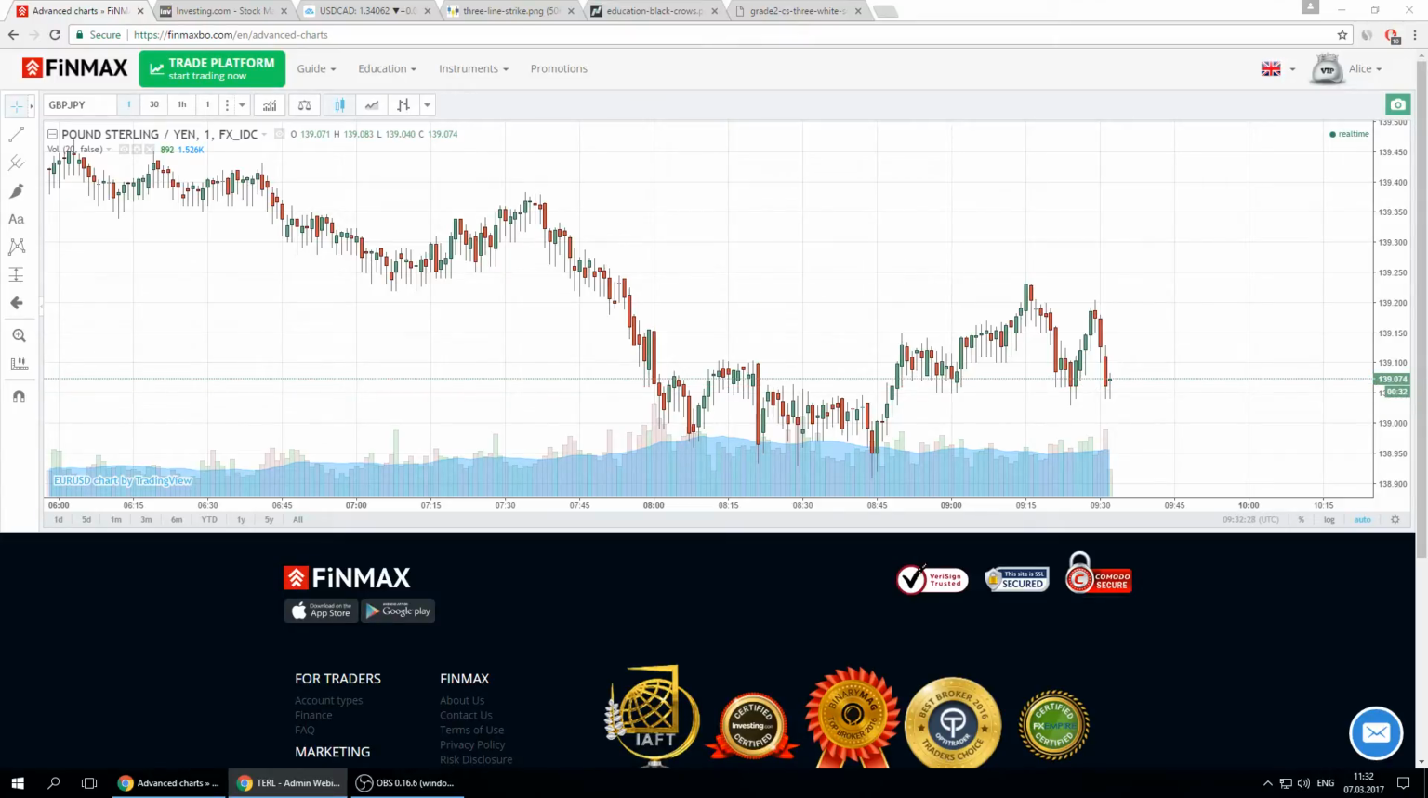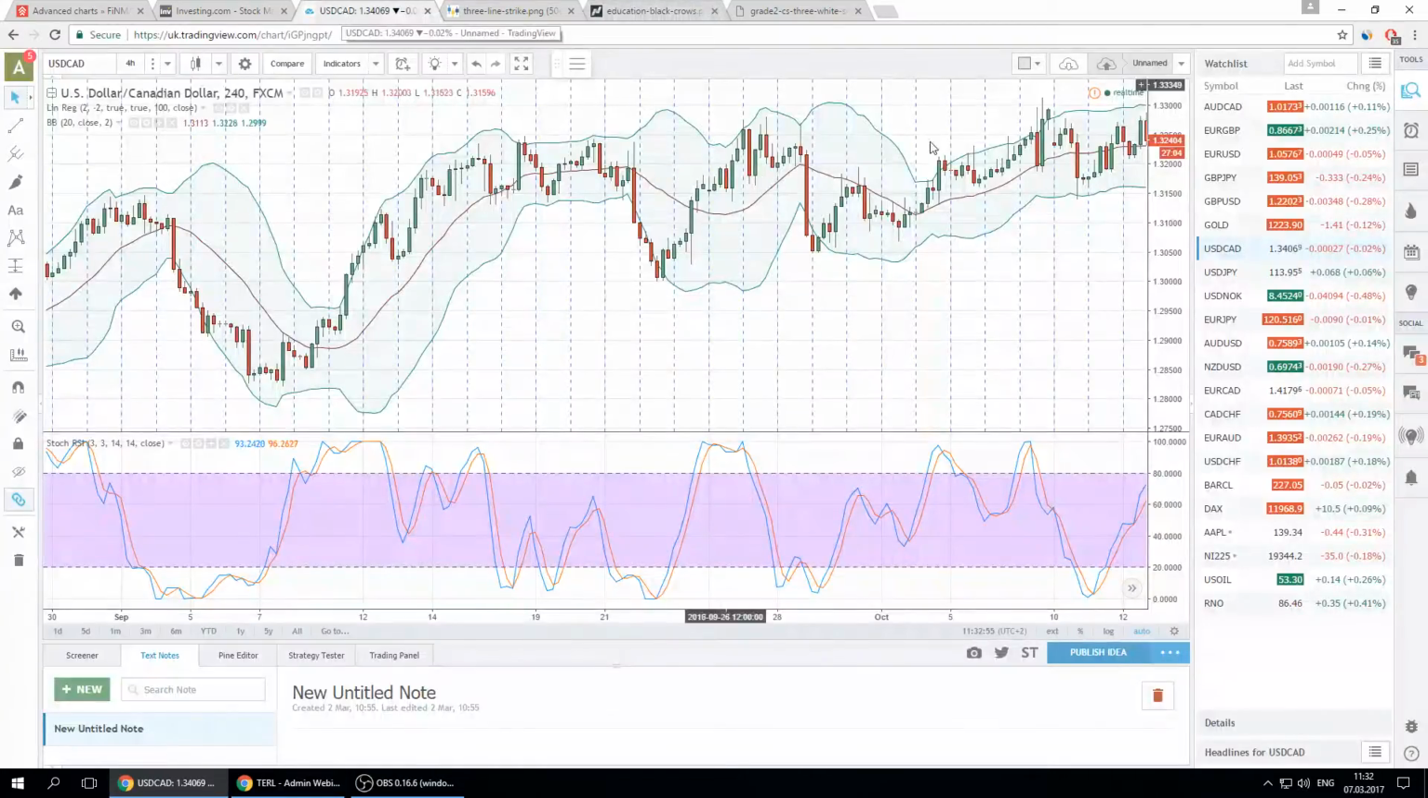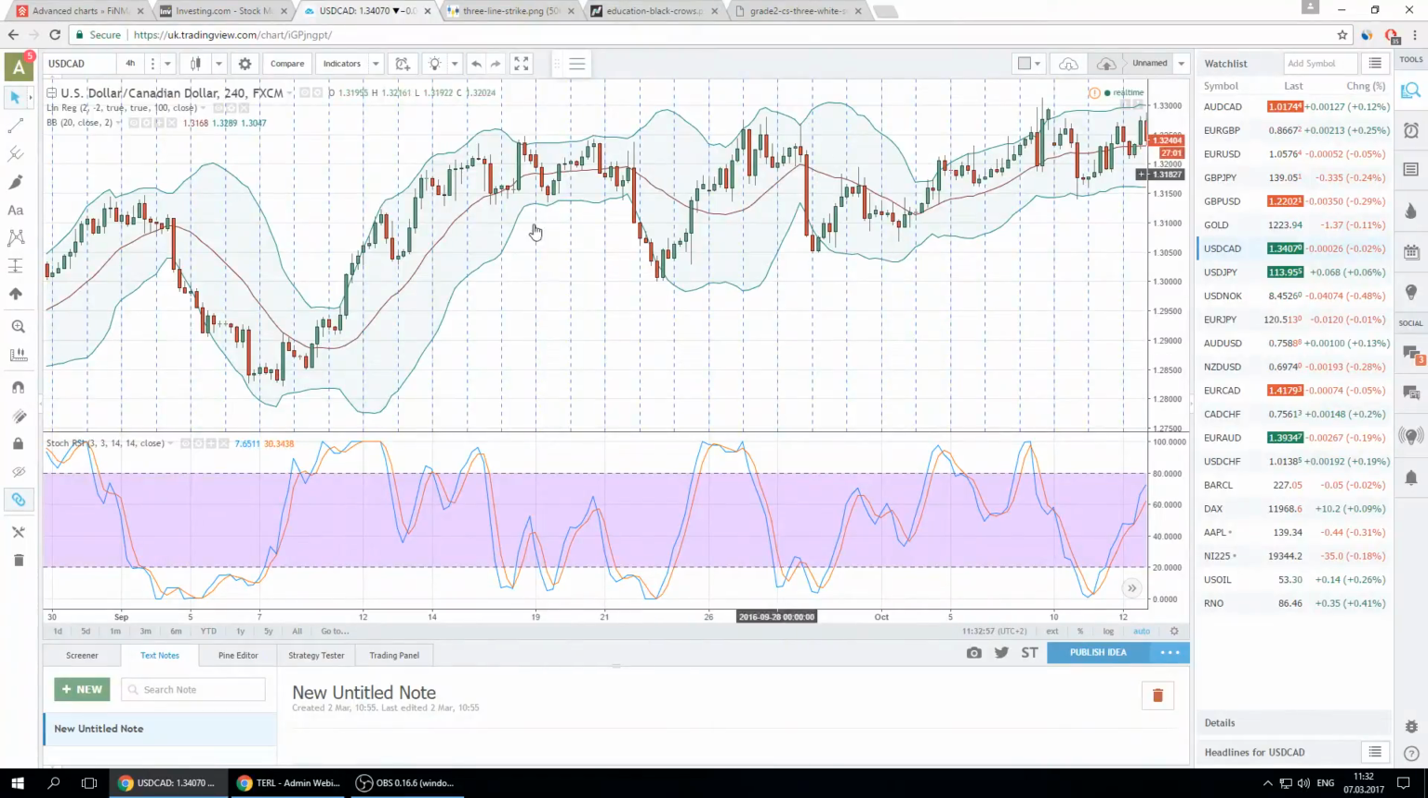So let's start with the three black crows. What is that? I prepared the picture for you to show how it looks. So you see the three black crows pattern. That's a bearish reversal pattern that consists of three bearish candlesticks that are in the dark color on this picture. On the chart, they would be the red ones.